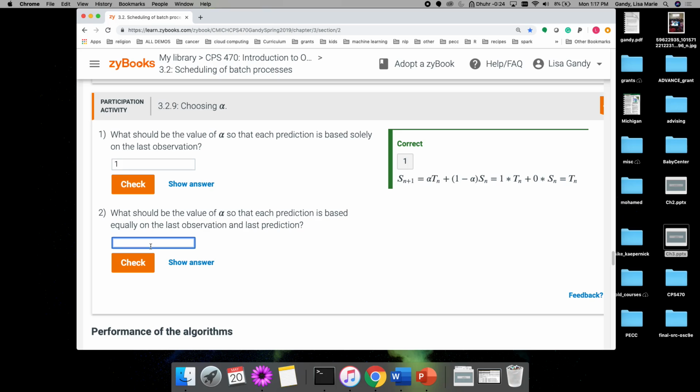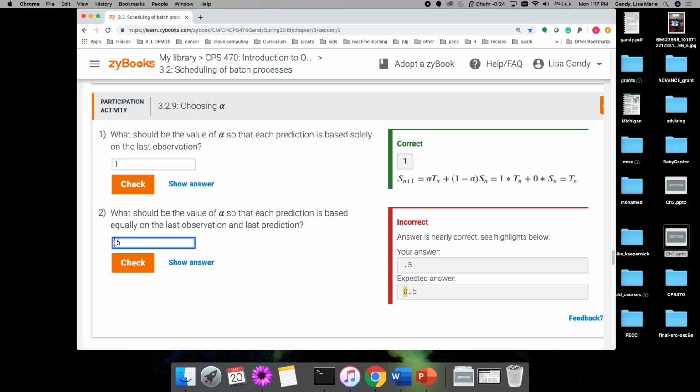Somebody else answer. Equally. What number do we choose so they're balanced? So alpha's the same for both of these. We want alpha to be the same. What's 1 divided by 2? 0.5. Yep. Okay, so 0.5.